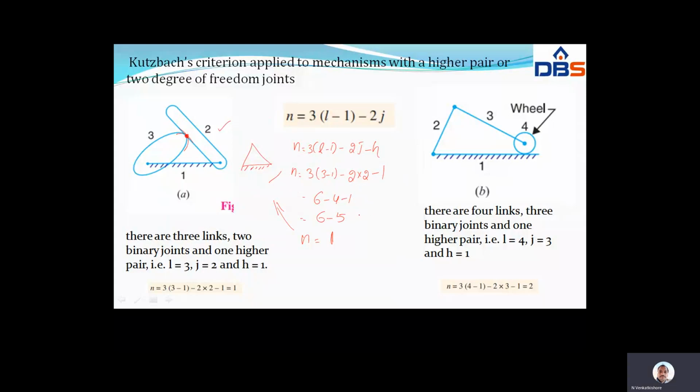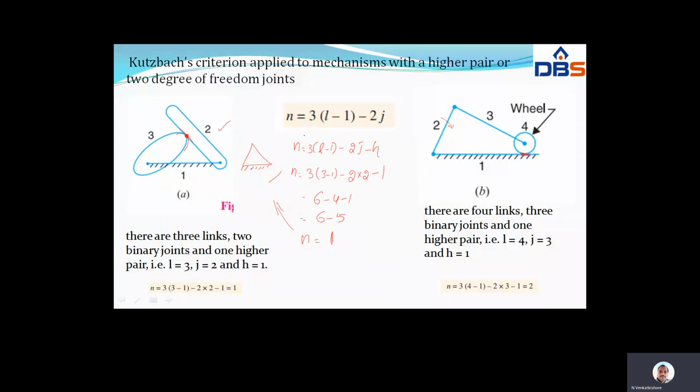So coming to the next one. In this case, we are having 4 links. One is fixed, 2 is rotating here, and the third and the fourth. The fourth link is connected to the first link. This is a contact called point or line contact. So here the wheel is touching link 1. So the fourth is connected to the first one by a point contact.